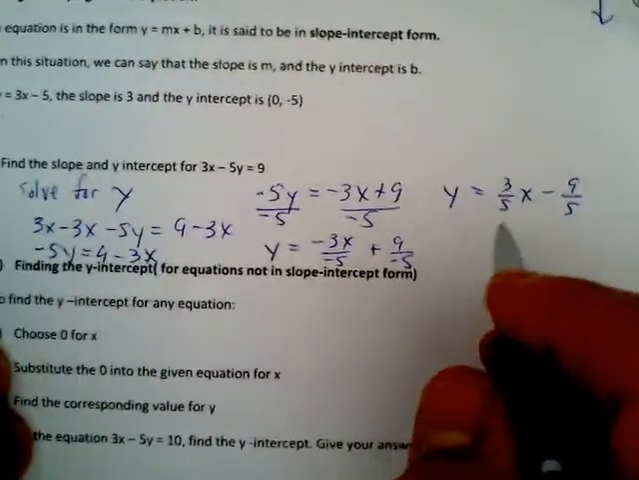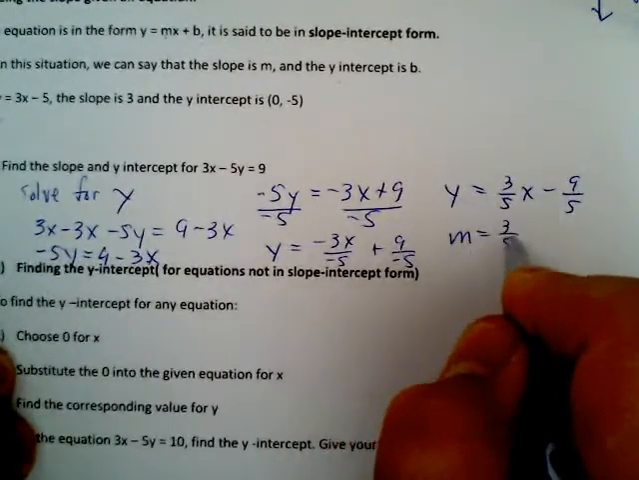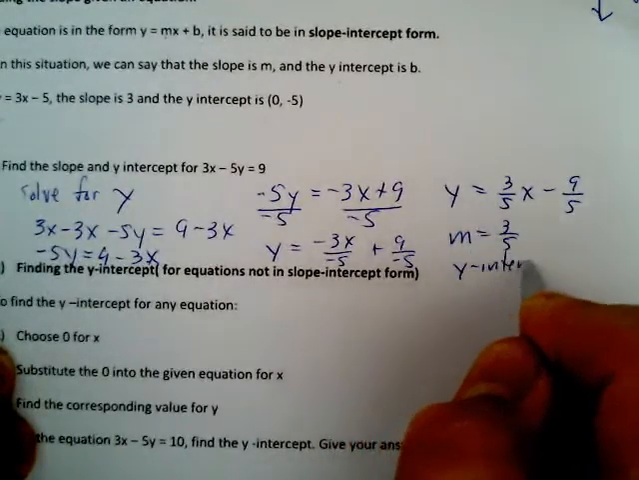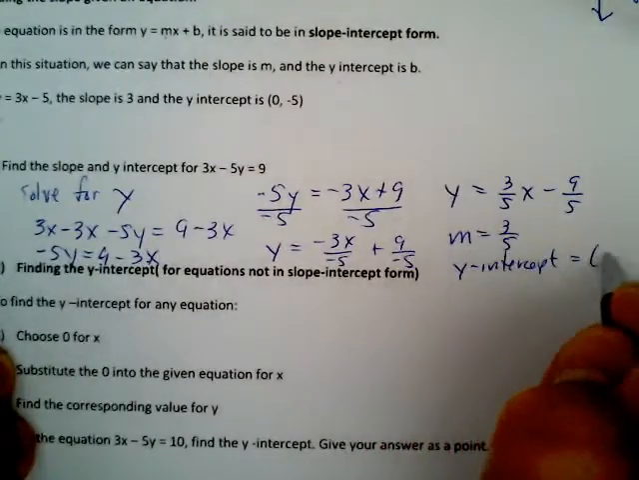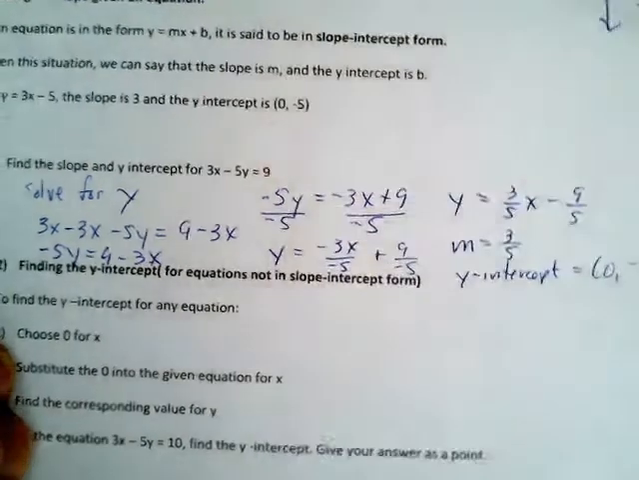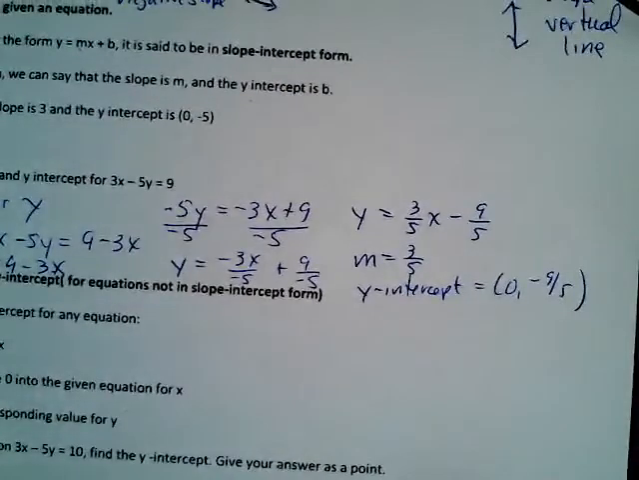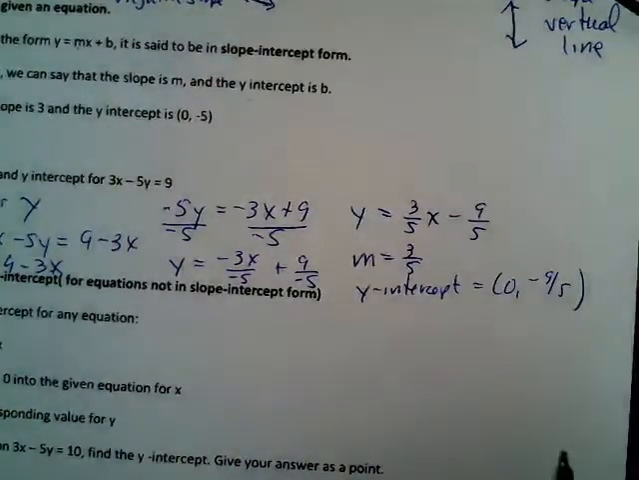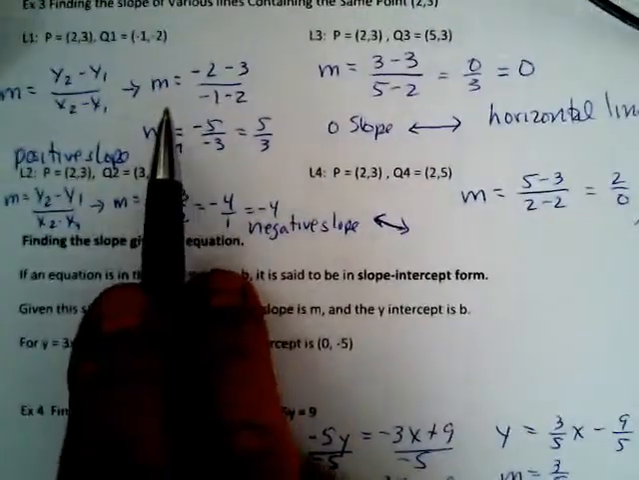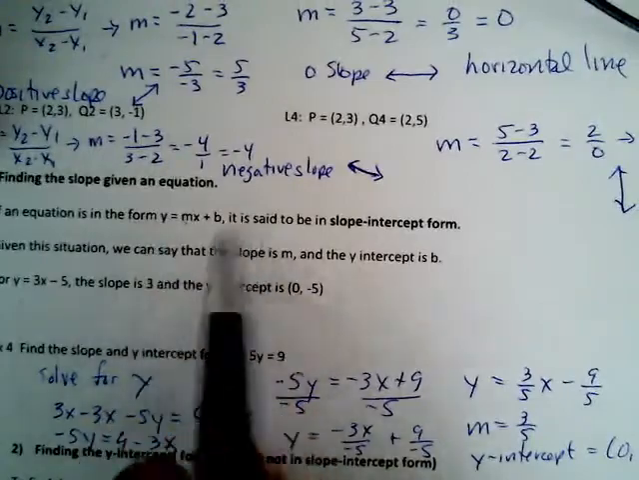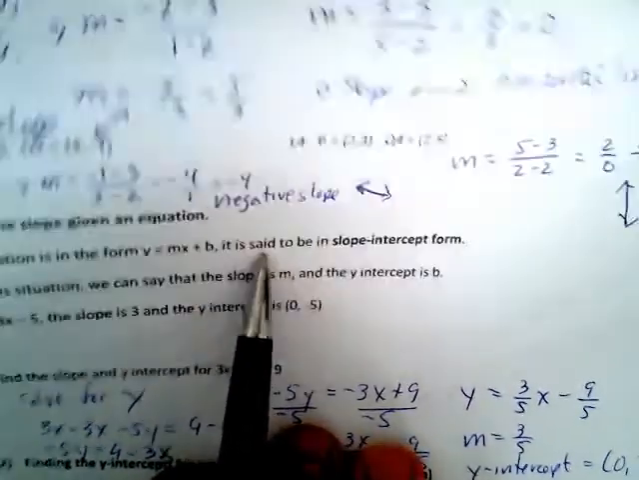So my slope is 3/5, and my y-intercept is (0, negative 9/5). So just watch your signs. That's usually the case. So that's the 3 ways to find the slope. You can always do it from a graph. You can do it given 2 points. Or if you're given an equation, you just have to solve it for y, put it in the proper form, and identify your slope.